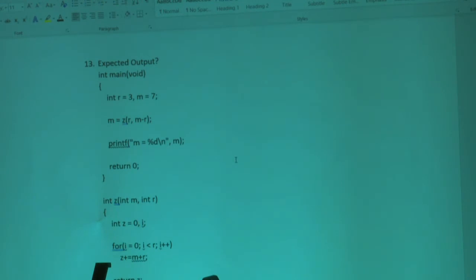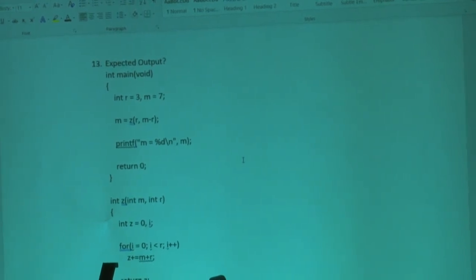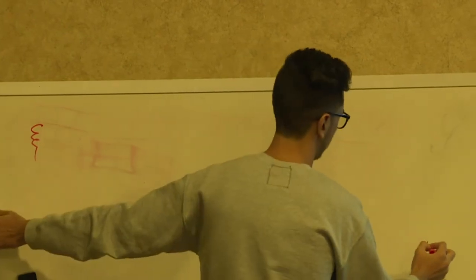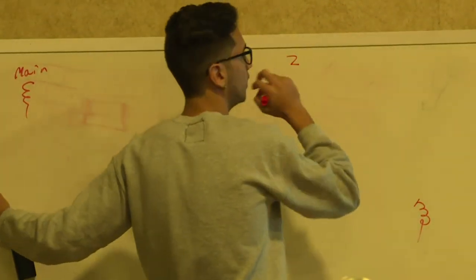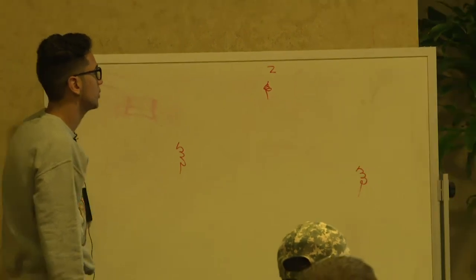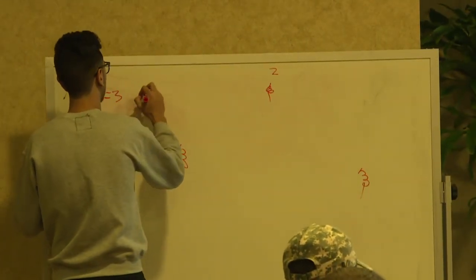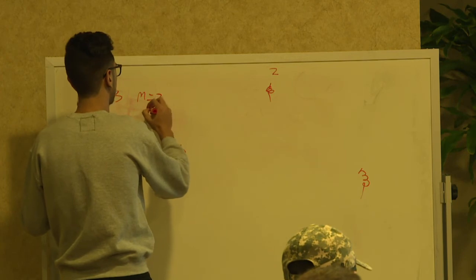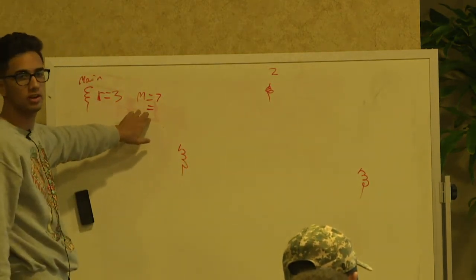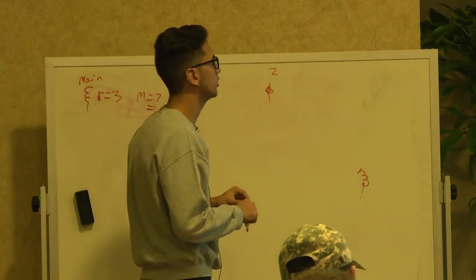So let's go through it. Alrighty. And so whenever I see other functions too, I create different boxes because we know the variables that exist within different functions only exist within those functions. So this is main, and that is Z. Okay, so we have R equals 3, M equals 7, and then we say M is going to equal, so I'm just going to go ahead and write that equal sign because I know that the value of M is going to change as a result of this function.